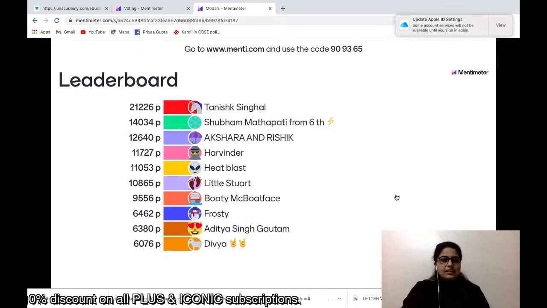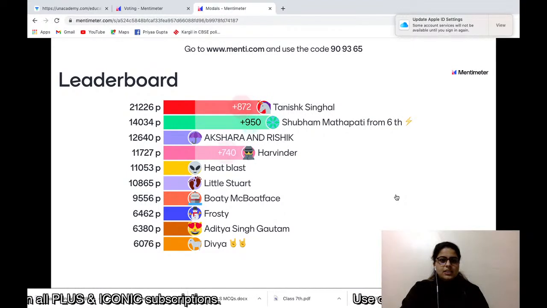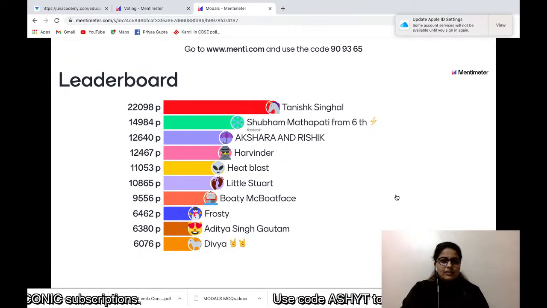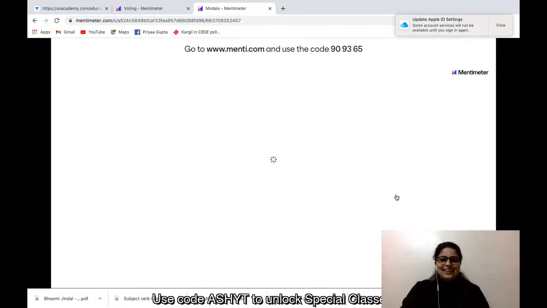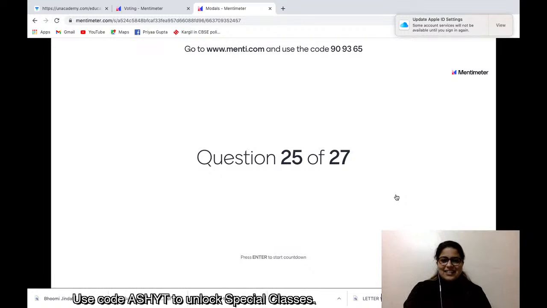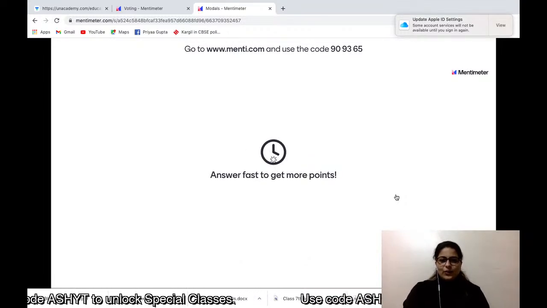Looking at the leaderboard. So Tanish, Shubham, were there on the top? Let's see now. Still, they are the fastest of all. Amazing, amazing. Going ahead. It's a cutthroat competition that I can see and I can understand. Let's see how you are going to do it.